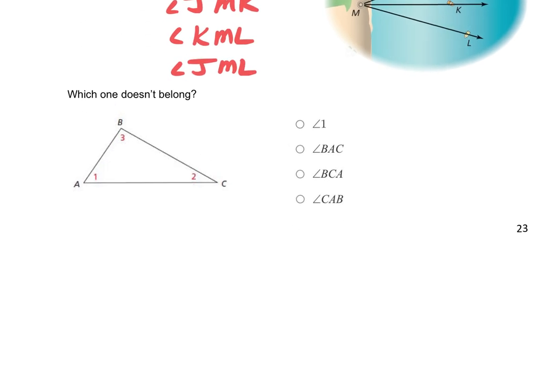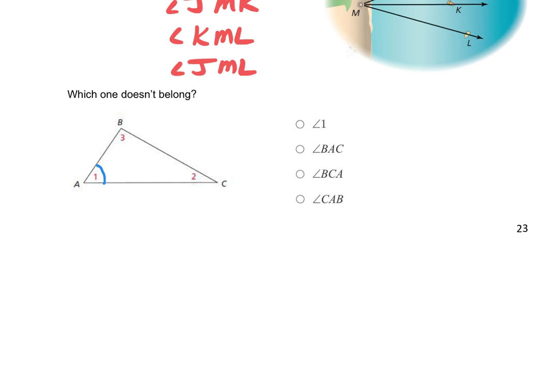Which one does not belong? So we have 4 names here. We have angle 1. Angle 1 is going to be referring to the label of the angle that has 1, so it's this angle right here. What else could we call that? Could we call it angle A? We could, but that's not listed here. Can I call it BAC? Would that be okay? Yeah, because A's got to be in the middle, right? If we're talking about angle A, A's got to be in the middle.